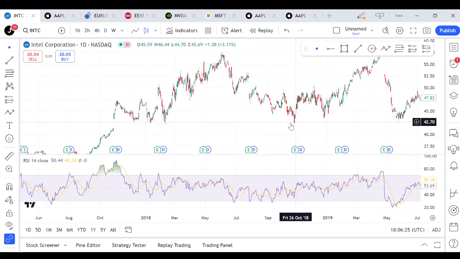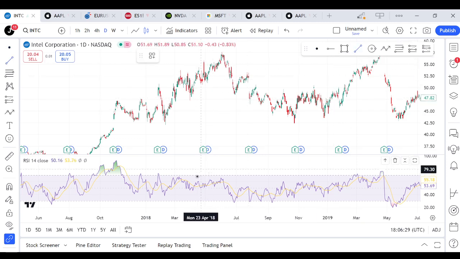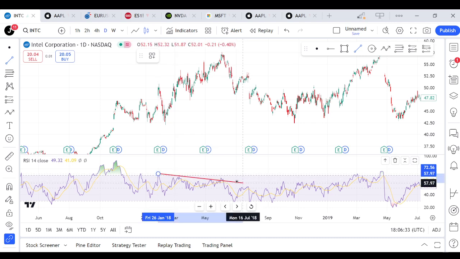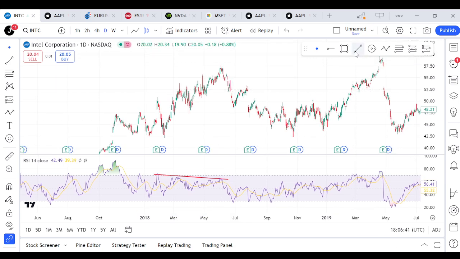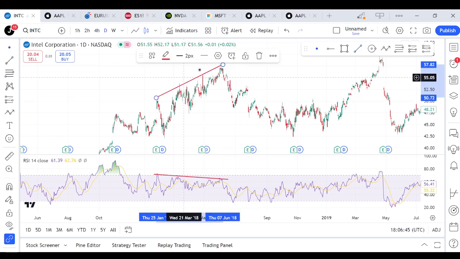Okay, I think this is an example. You can see the RSI giving us lower highs, and we have price giving us higher highs. Do you see this? This is a clear example of the bearish divergence.